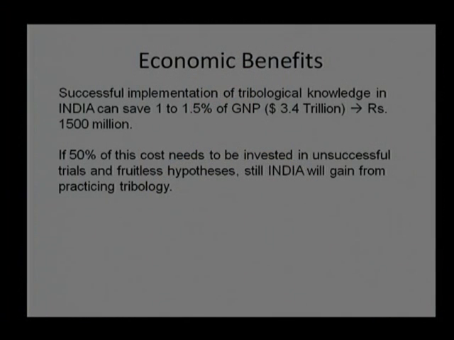In short, I want to conclude with this slide. It says that by rough estimation, we can save energy, we can save material, and if I talk from a monetary point of view, we can save almost 1 to 1.5% of GNP. Indian GNP was $3.4 trillion. So, what we are talking about is that roughly 1500 million rupees can be saved by implementing the right tribological knowledge.